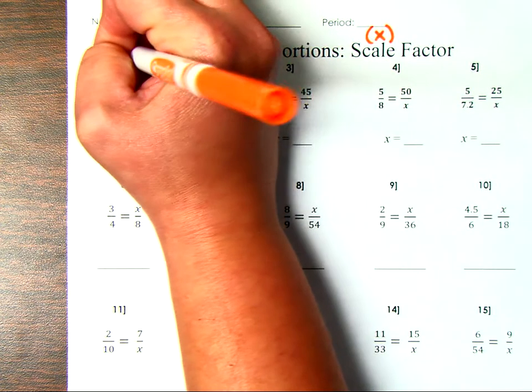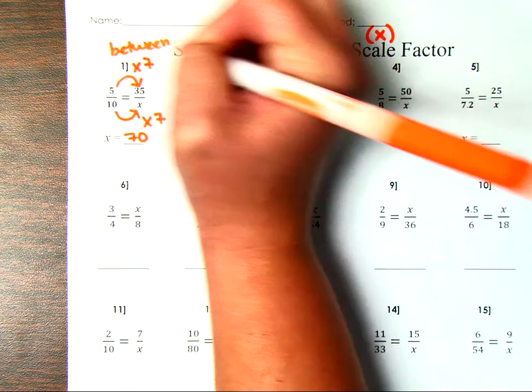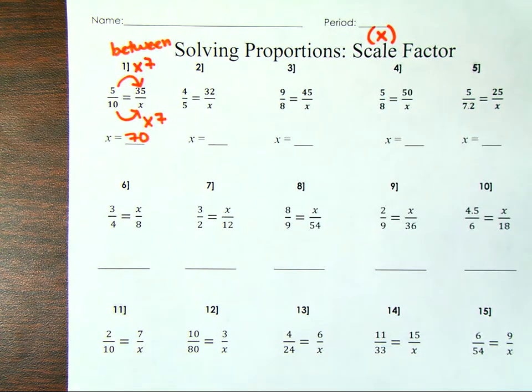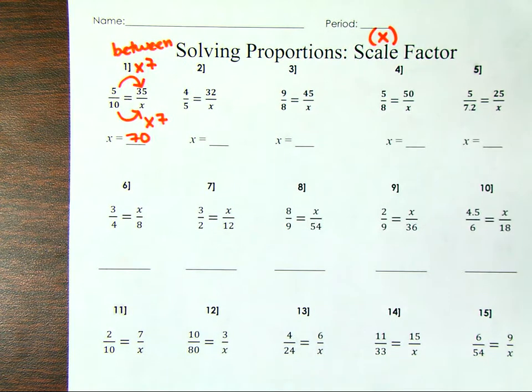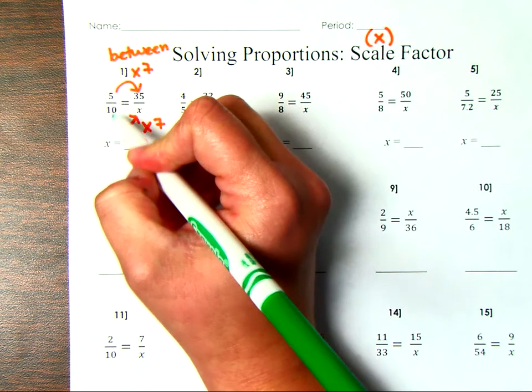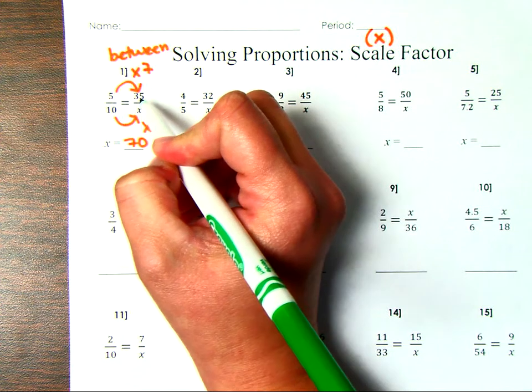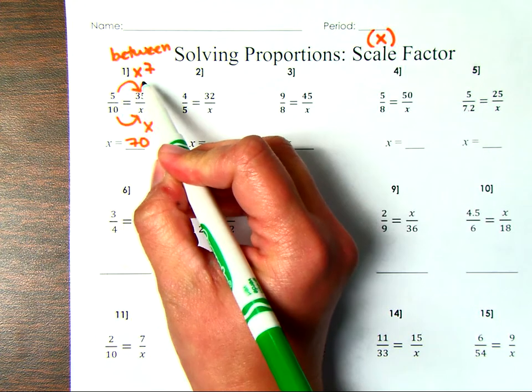Now this one right here is called a between scale factor. The reason why it's called a between is you are between these two ratios. Now there's another scale factor on this problem. Again, you're going to be drawing your arrows from the numbers that you know. So we knew both numbers on the left and we were trying to get to the right. And we knew the relationship from 5 to 35 was times 7.